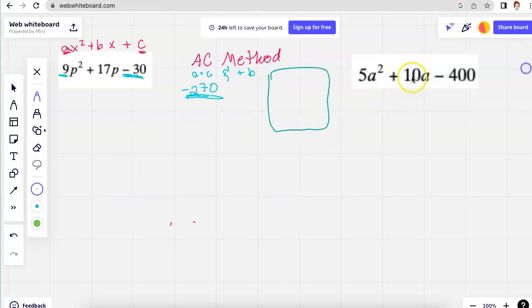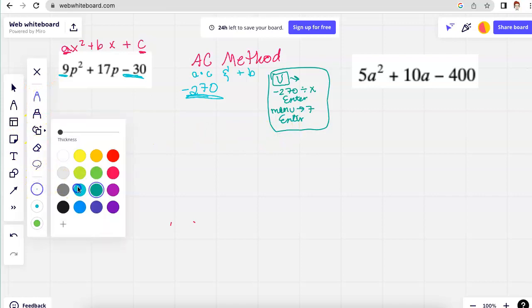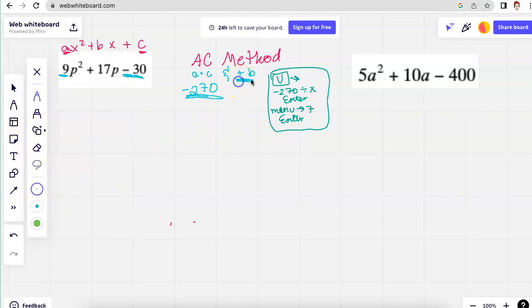There we go. Oh, get rid of that little symbol here. And if you go to the home screen of your calculator, you find that button that has the parabola on it, that U shape. Then from there, you're going to type in negative 270 divided by x. Then enter. Wait for your calculator to do its thing. Then go to menu. And then 7, enter. And what that does is it shows you all the factors of negative 270. And what we want to do is find the ones now that will add to B.